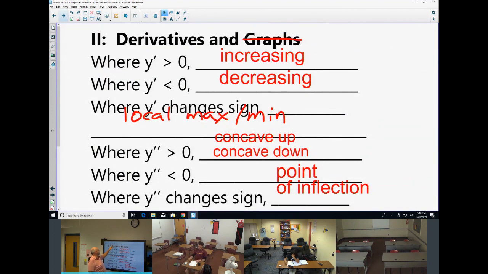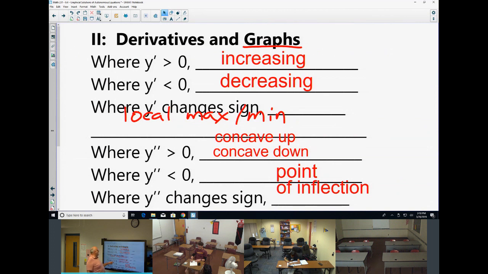All right, next. Derivatives and graphs. Now this again is going back to chapter 4 in Calc 1. So this is nothing new. I'm just kind of reminding you of it. So where the first derivative is positive, the graph is increasing. Where the first derivative is negative, the graph is decreasing. Where the derivative changes sign, that's where you have a local max or a min.